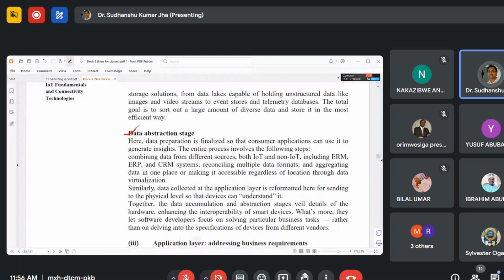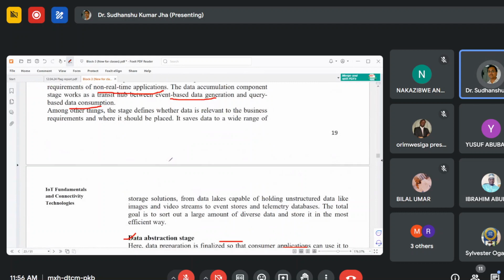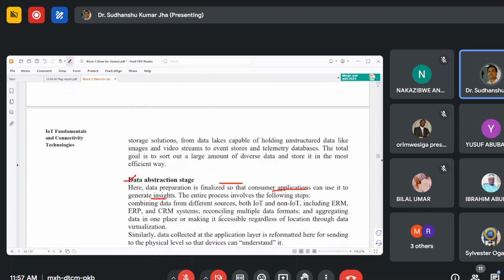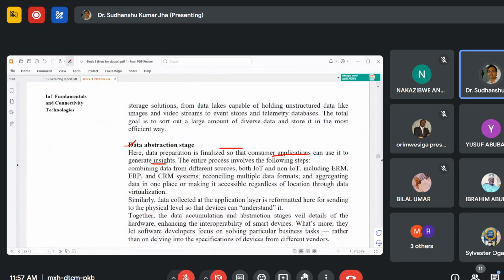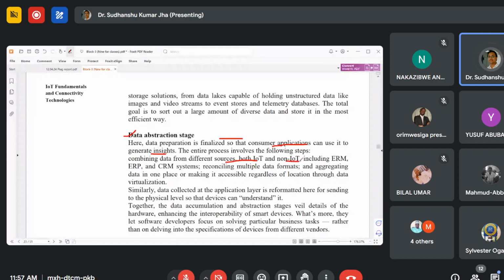Whereas we have another stage at the processing layer, that is the data abstraction stage. Here the data preparation is finalized so that consumer applications can use it to generate insight. In the data accumulation stage, we are just accumulating the data with the help of some kind of API, whereas in the data abstraction stage, with the help of a specialized API, we finally generate some insight from the data. So we combine data from different sources, whether IoT or non-IoT, or from different locations. We reconcile multiple data formats and aggregate data in one place to make it accessible.